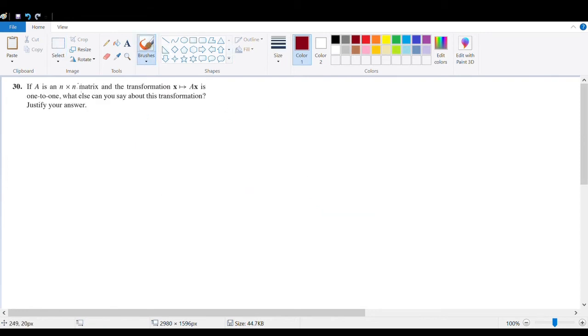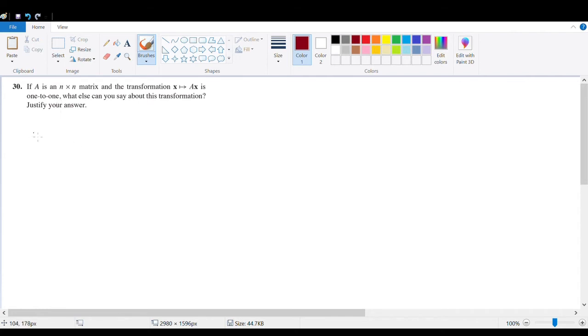In 30, if A is an n by n matrix and the transformation x to Ax is one-to-one, what else can you say about this transformation? Justify your answer. If the transformation is one-to-one, that means statement F is true. This will lead to statement I being true: the transformation maps Rn onto Rn. Also, the matrix A is invertible.